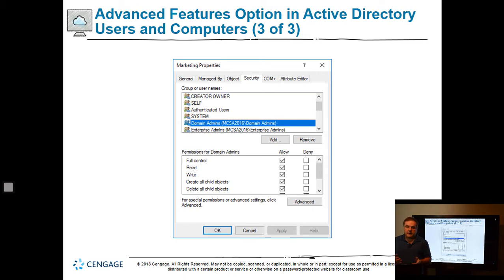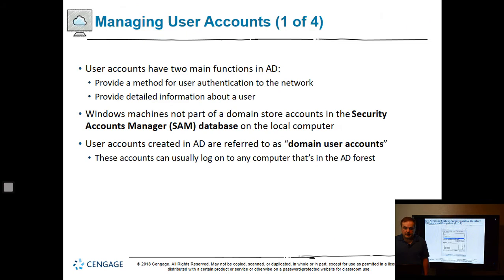So there's advanced feature options in Active Directory users and computers as well. So you can click on Add and Remove for general user access to say the marketing folder in this case. But if you want to do special permissions, you can click on the Advanced button and you can see special permissions.